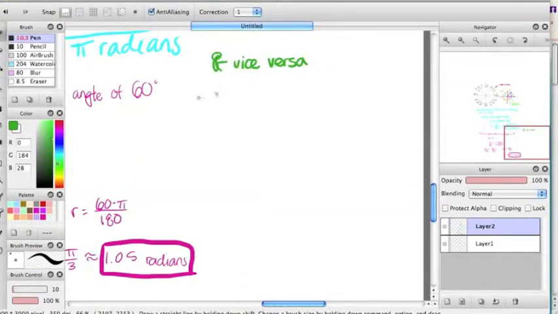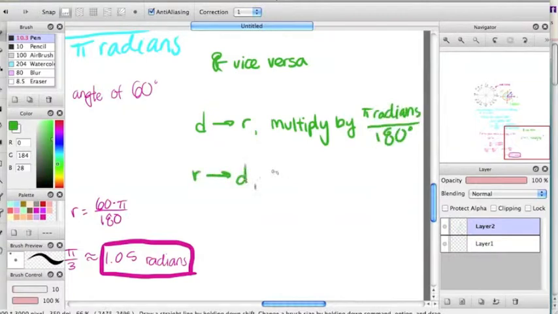The general rule for converting between radians and degrees is that to convert degrees to radians, multiply by pi radians over 180 degrees, and to convert radians to degrees, multiply by 180 degrees over pi radians.